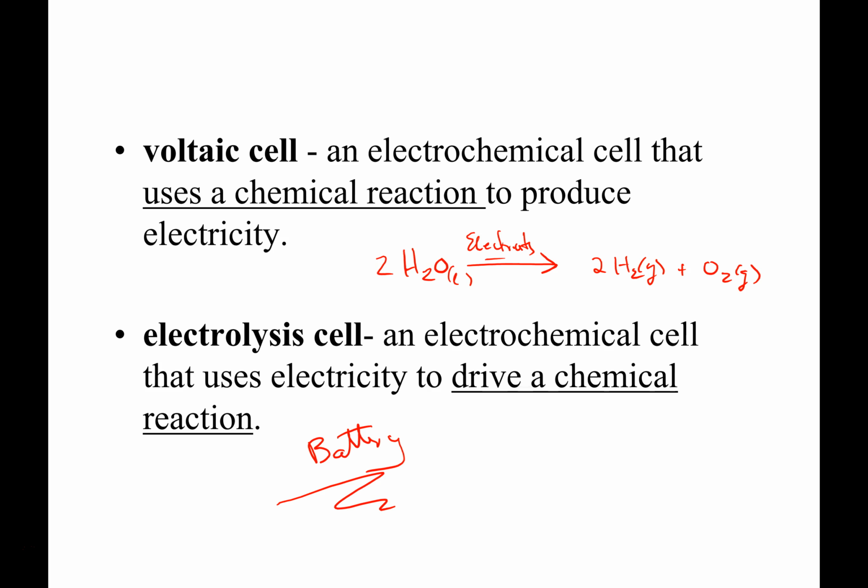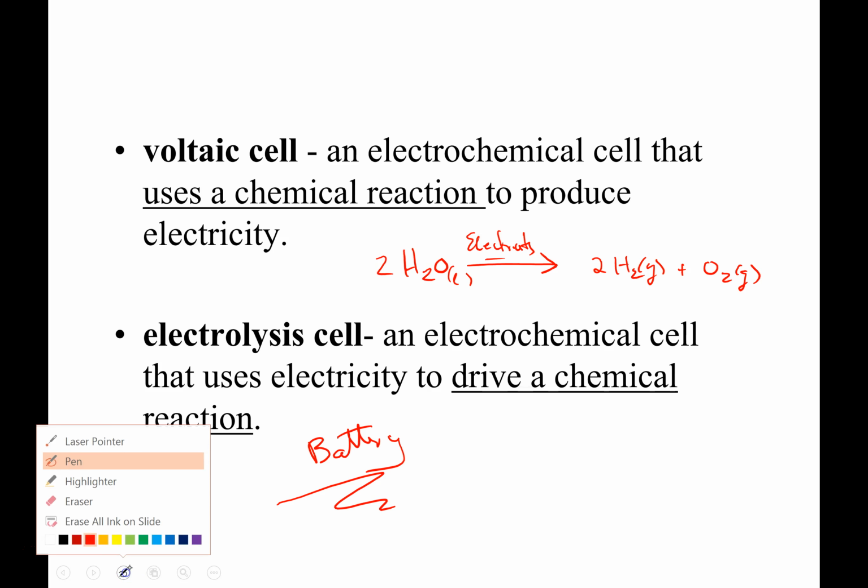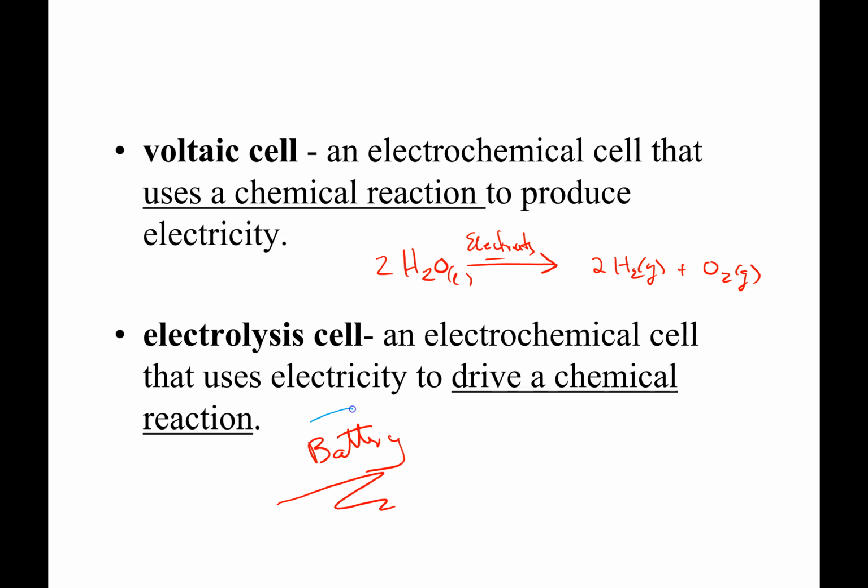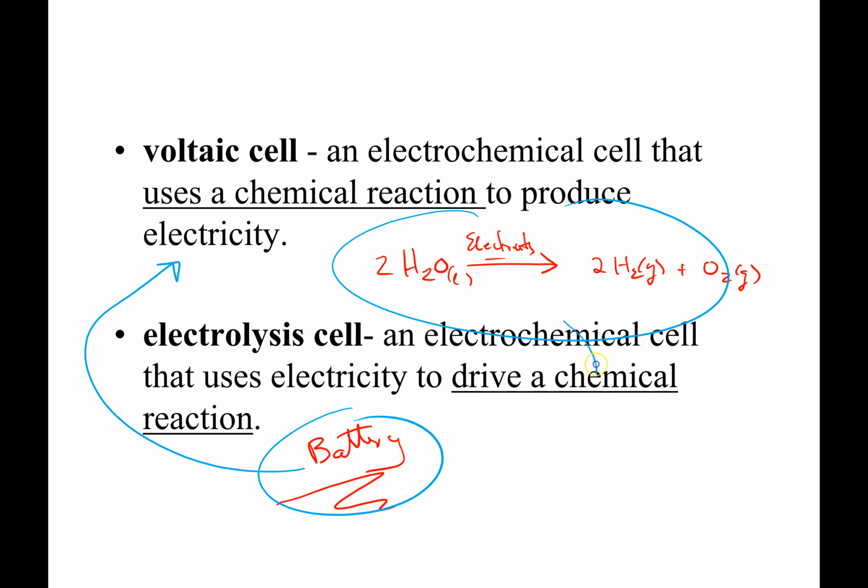Oh, I got them mixed up, didn't I? Oh my gosh, okay. So I'll fix this, thanks. No, the battery goes up here to the voltaic cell, and this goes down here to drive a chemical reaction. Thanks, Olivia. My bad. Final answer. Voltaic cell is where you're using a redox reaction to produce electricity. And in an electrolysis cell, you are using electricity to drive a reaction.